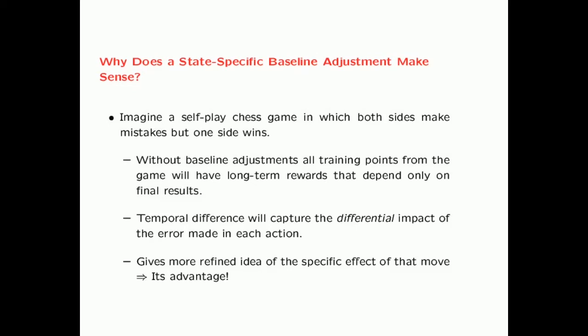On the other hand, if you use temporal difference, what's going to happen is that every time Alice makes a mistake, the temporal difference error is going to tell you something more immediate. It's going to tell you that, hey, Alice has made some mistake. And that will give you a more refined idea of the effect of that move. And that is why it's sometimes advantageous to use a state-specific baseline. It's helpful to use the temporal difference as the advantage rather than just using the long-term reward.